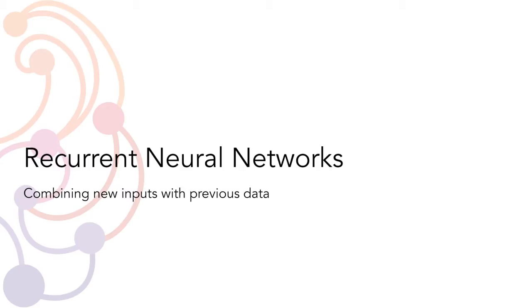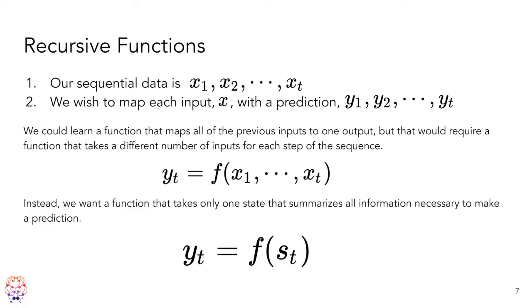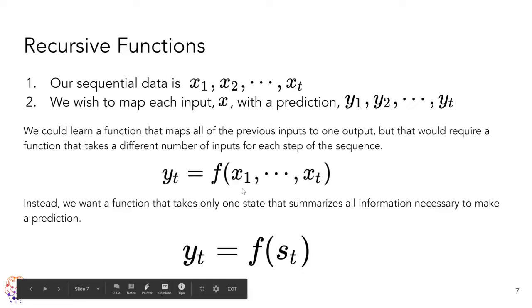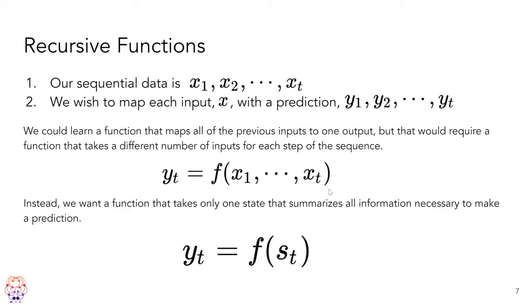Now we'll go into recurrent neural networks and how we do that. First off, with the basics, we're going to dive into recursive functions. What we're trying to do is basically we have a sequence of inputs, and we want to generate a sequence of outputs. So that's x and y, right? For each x, there's a corresponding y. And we want to learn some function that takes in all the inputs up to time t, and then spits out a corresponding y for that time t, right?